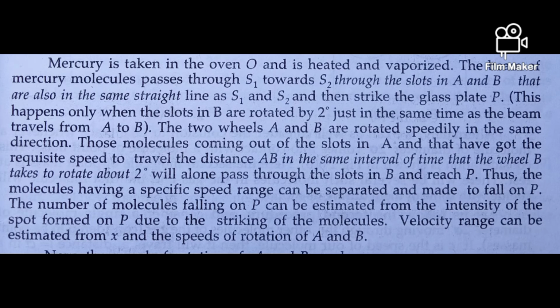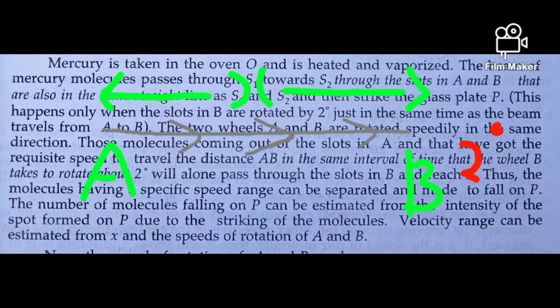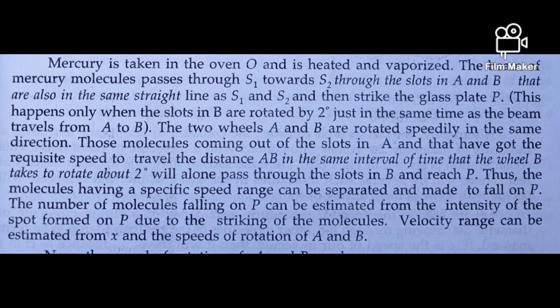This happens only when the slots in B are rotated by 2 degrees in just the same time as the beam travels from A to B. The two wheels A and B are rotated speedily in the same direction. Those molecules coming out of the slots in A that have the requisite speed to travel the distance AB in the same interval of time that wheel B takes to rotate about 2 degrees will alone pass through the slots in B and reach P. Thus, the molecules having a specific speed range can be separated and made to fall on P.